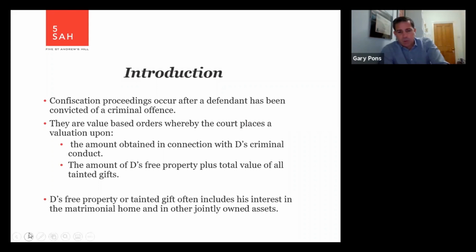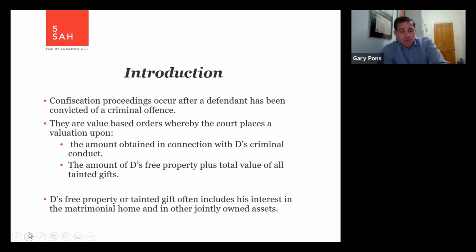Confiscation orders are value-based orders, requiring the court to place a value upon two things. The first, the amount that has been obtained by the defendant in connection with his criminal conduct, and the second, the amount of the defendant's free property, together with the total value of all the tainted gifts that have been made by a defendant. That allows the court to make an order requiring the defendant to pay a sum of money to the court. The assessment and valuation of a defendant's free property and/or any tainted gift often includes the interest in the matrimonial home or in other jointly owned assets.